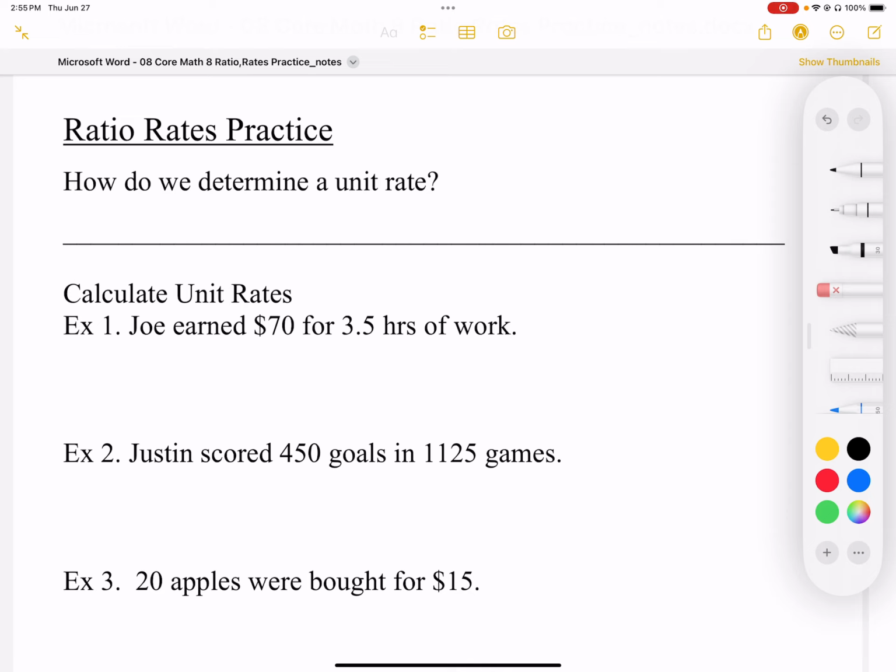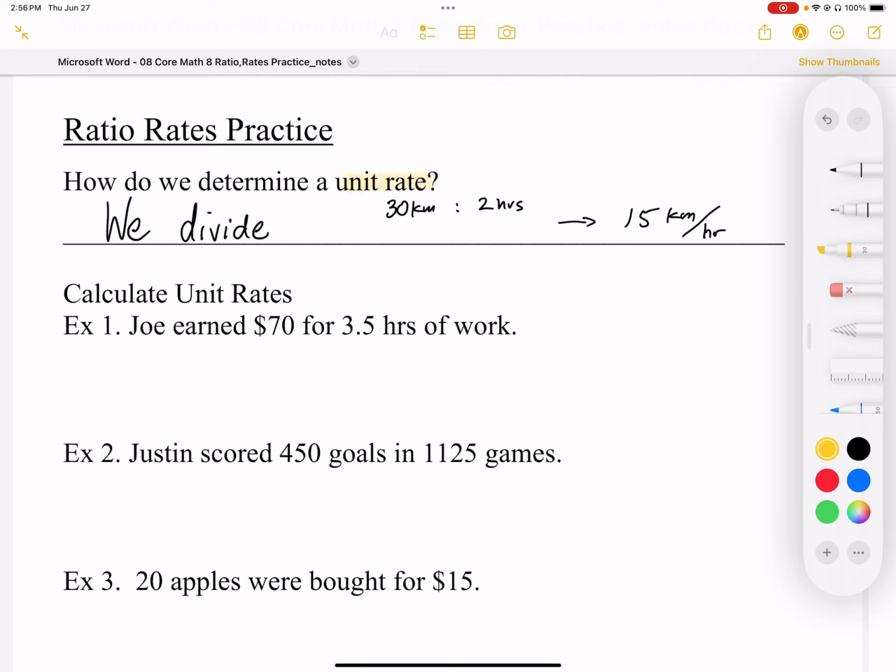So how do we determine a unit rate? This is important that you remember this. We divide. If I want to convert anything to a unit rate, we divide. For example, if I have a rate, 30 kilometers in 2 hours, I'm going to divide 30 divided by 2 to get my unit rate. So I get 15 kilometers per 1 hour. So if I want to find a unit rate, we divide.